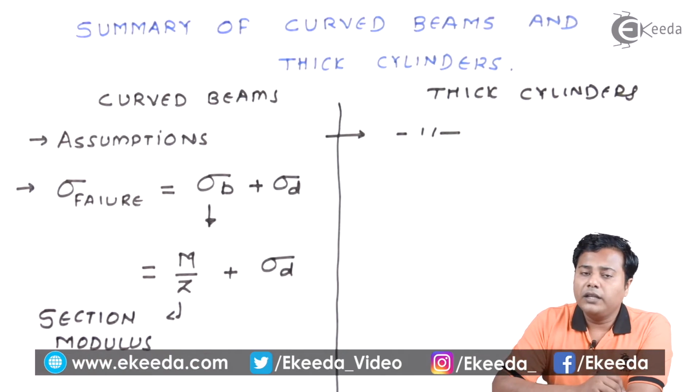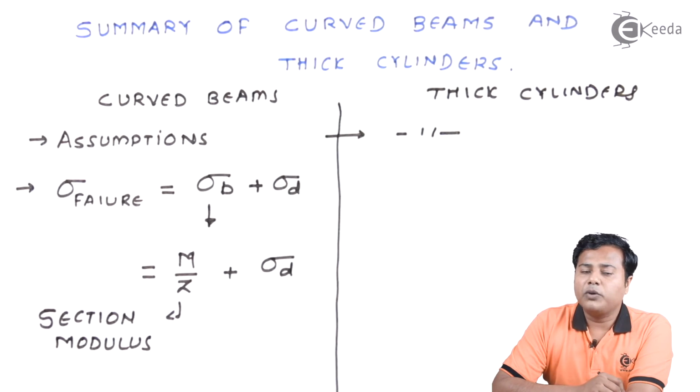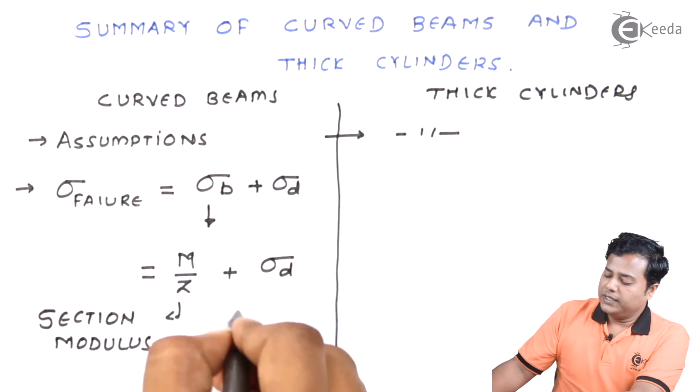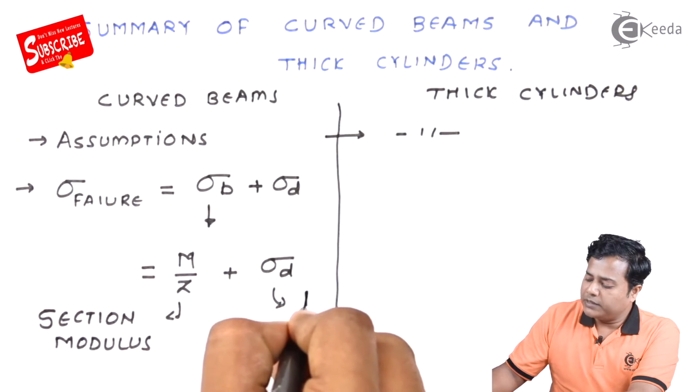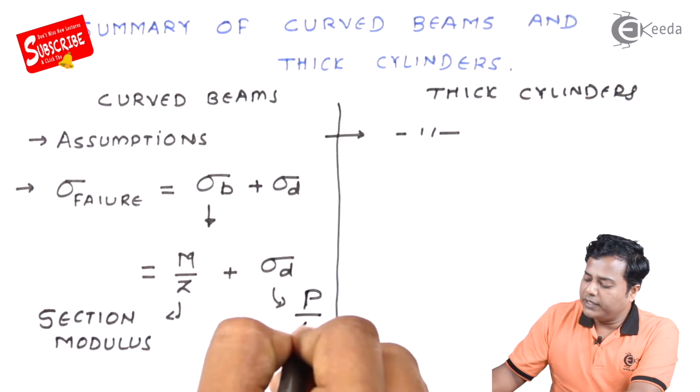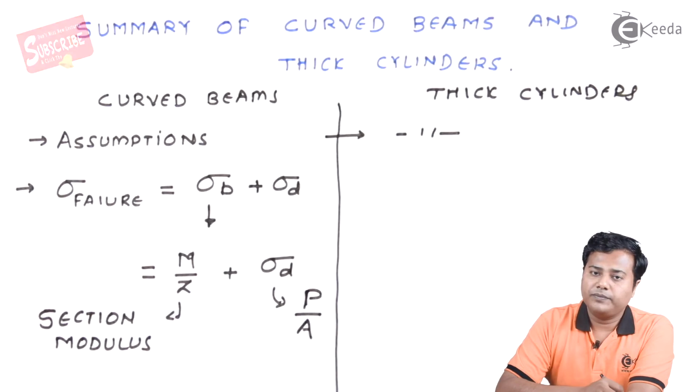Now we know that the value of Z changes for every cross section. In the slide provided, you can find the different formulae that are used for this. And the formula for direct stress is simple. It's the maximum force that we apply divided by the area of cross section.